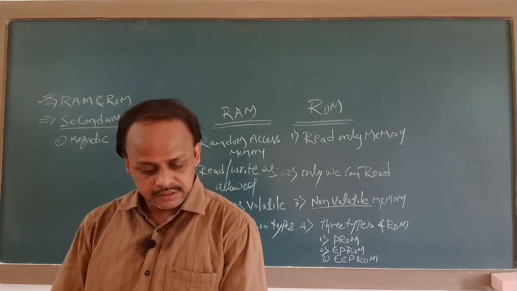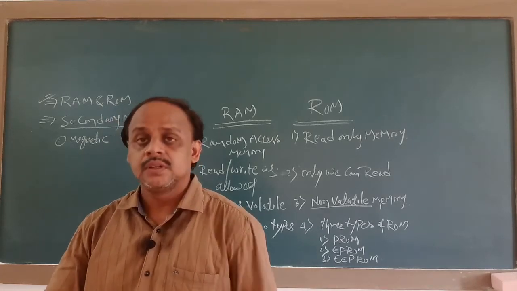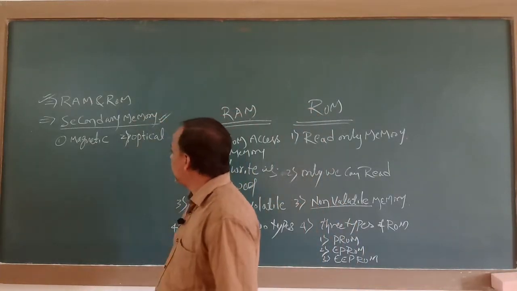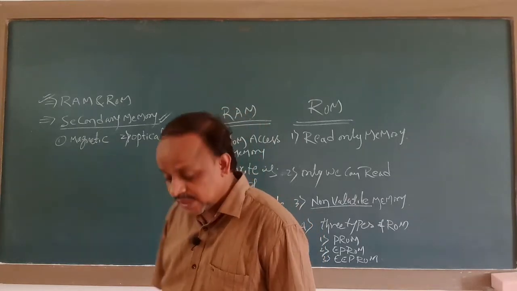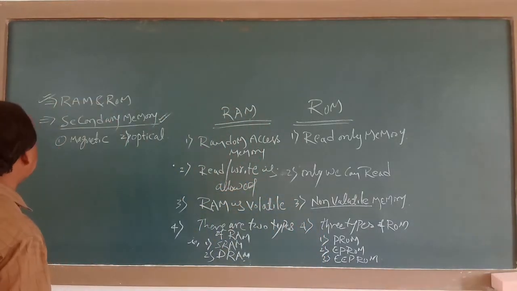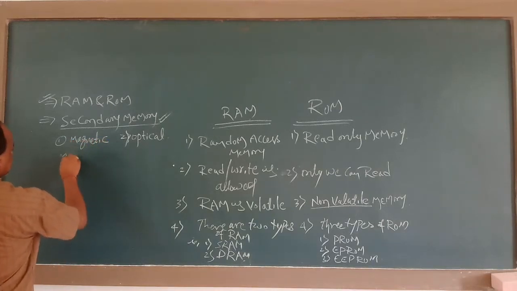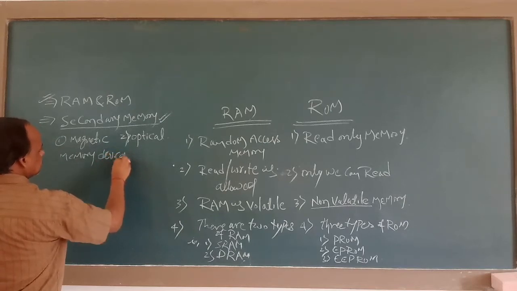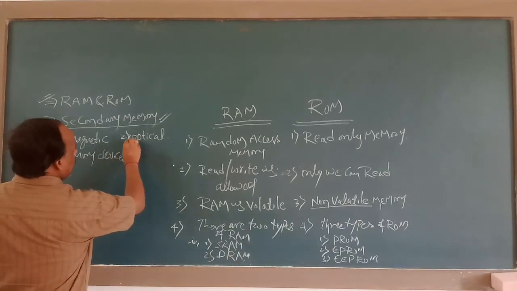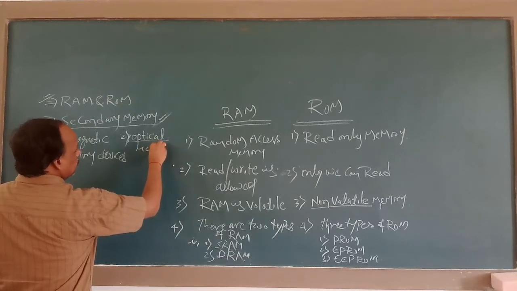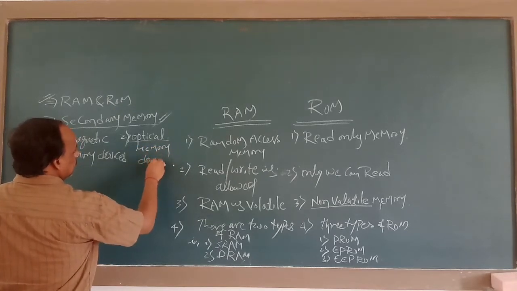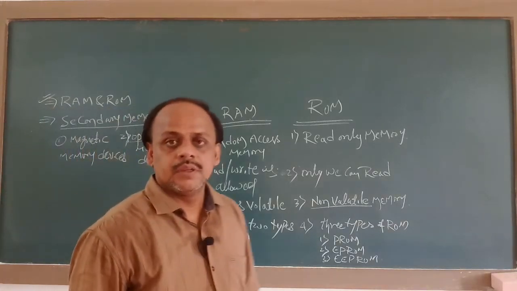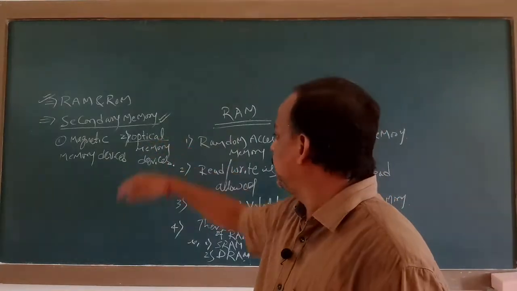And next thing we can say that secondary memory devices are classified into two types. The first one is magnetic memory devices, and the second one is optical memory devices. Now let us discuss one by one.